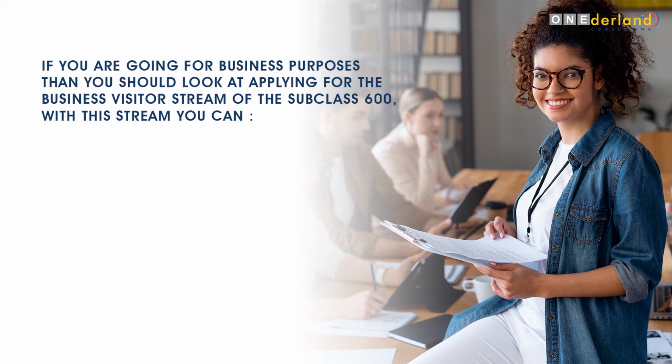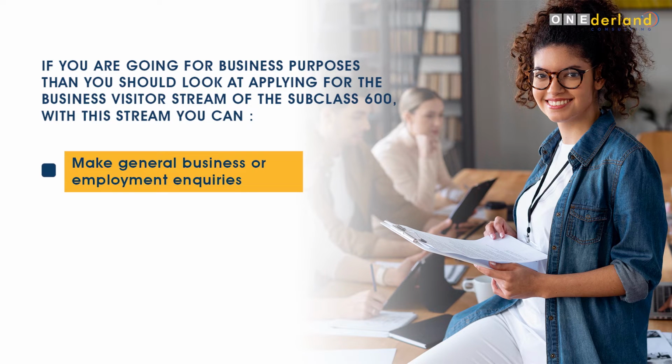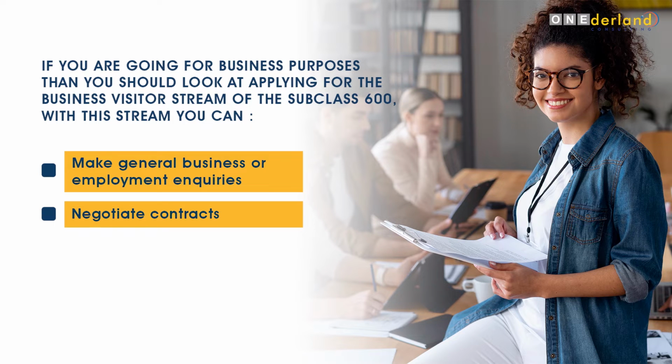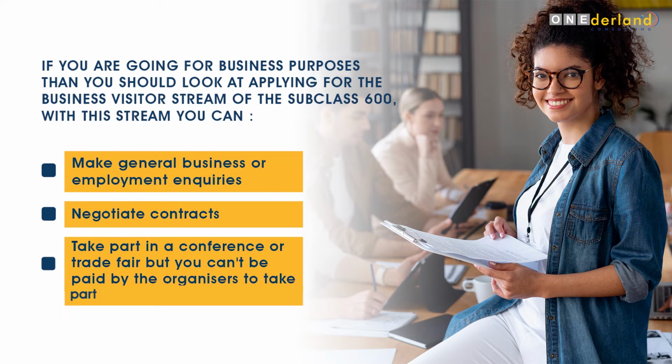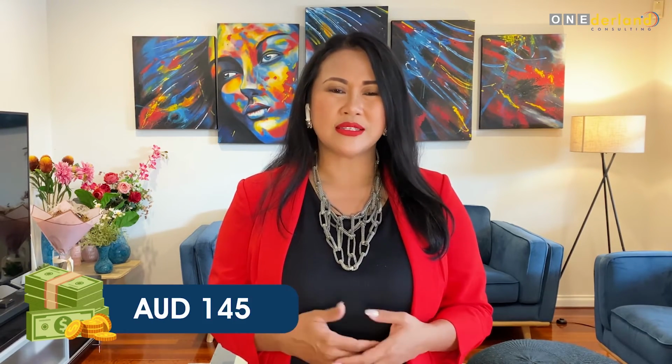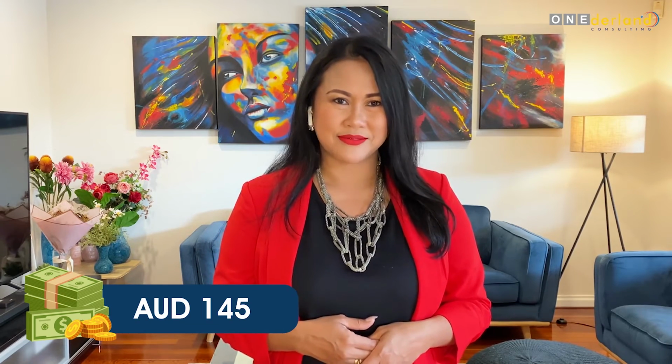If you are going for business purposes, then you should look at applying for the business visitor stream of the subclass 600. With this stream, you can make general business or employment inquiries, negotiate contracts, take part in a conference or trade fair, but you can't be paid by the organizer to take part. This stream can allow you to stay up to 3 months and may allow you to travel in and out during that period, and you will be notified of this after the grant. Generally, this stream will take less than 3 weeks to process, and the application cost is around 145 Australian dollars.